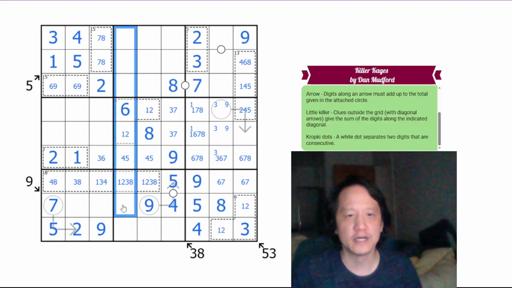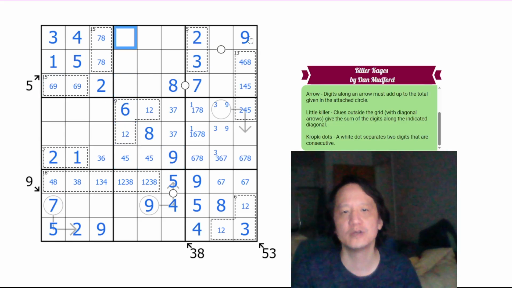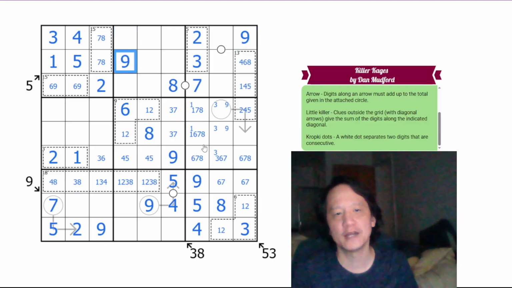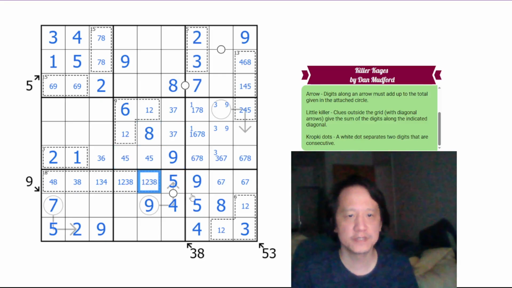Where is the 9 then in column 4? 9 cannot be here because of the 9 in the box, can't be here because of the 9 in the box, can't be here because of the 6-9 pair in the row, and can't be here because of the 9 in the row. So 9 has to be here. This can't be 8 because of 8 in the column.